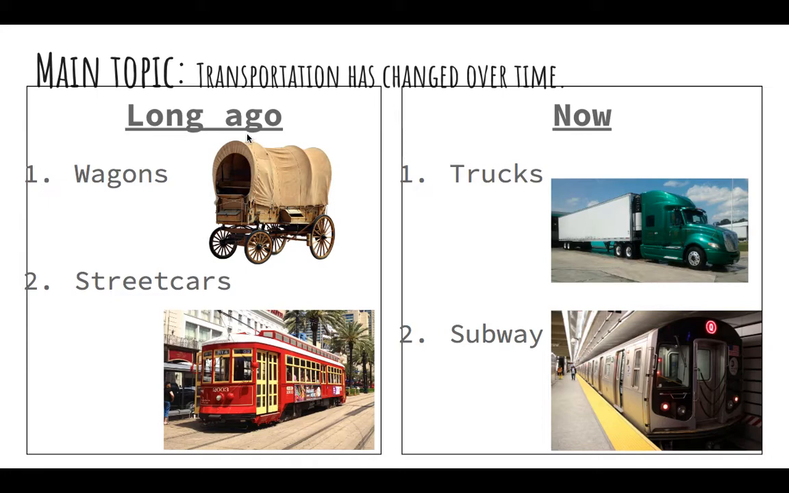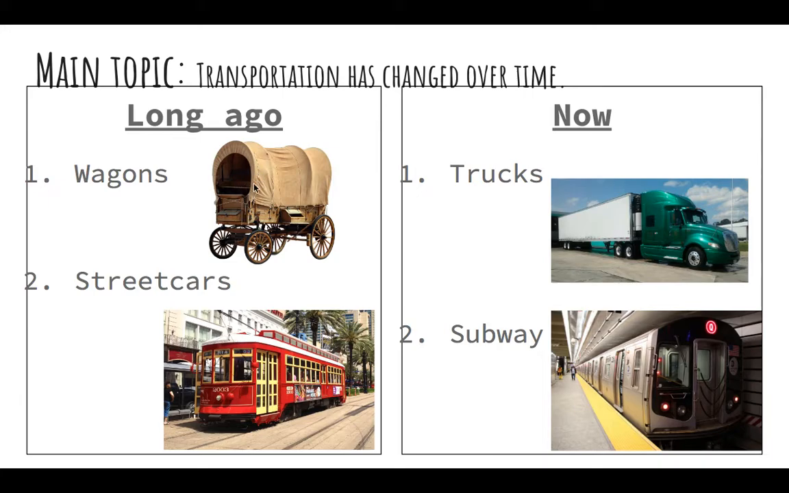So the information is that part in the middle of our topic sandwich, and you guys will be saying something like, long ago, there were wagons. Now, there are trucks. Okay? So those will be your two sentences in the middle. Now, can you say long ago, there were wagons, and now there are subways? No, you cannot. They don't go together.